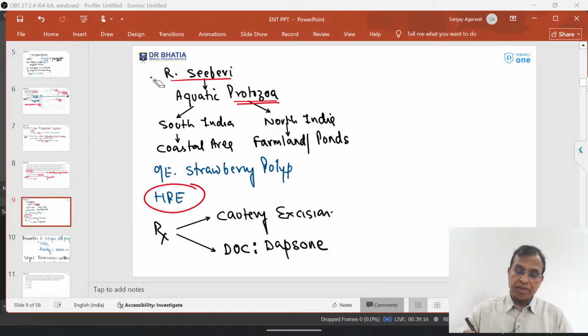Histopathology, I will tell you. Treatment C, cautery excision and dapsone, both are correct answers like I told you. But in this case, because they are treatment of choice, this is a better answer.